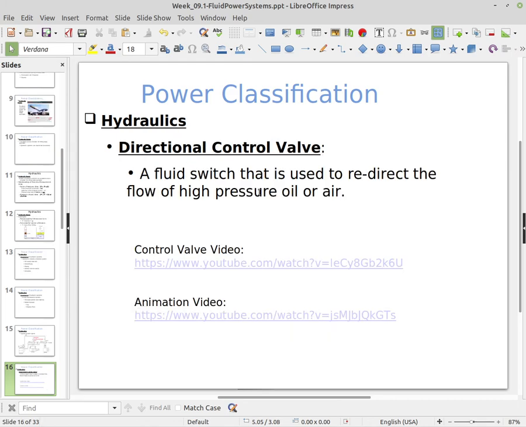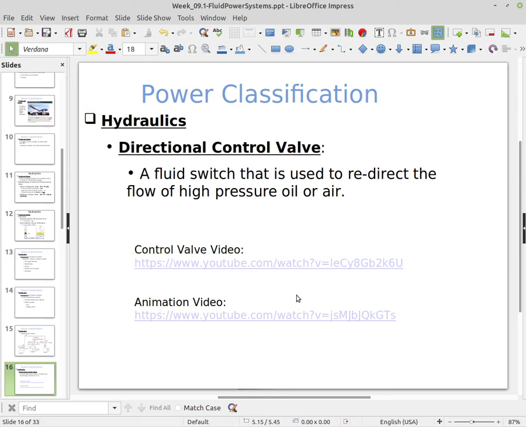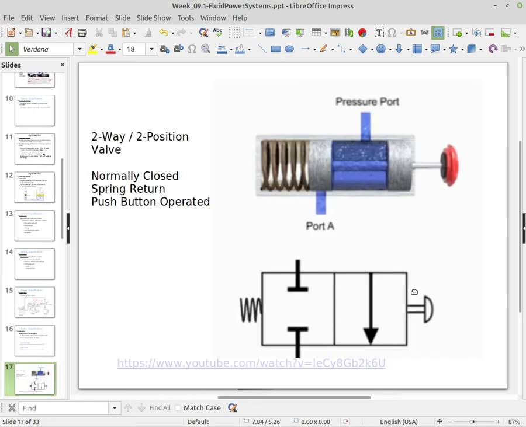So the control valve here, there's a couple of videos that I have here. There's a couple of links in these slides. You want to follow these and watch these videos because they do a really excellent job of animating the way that the control valves work. So check out those videos and follow those. Those are very nice.